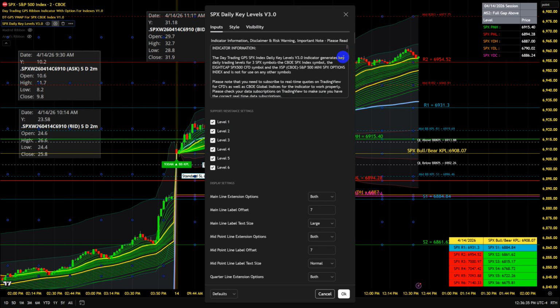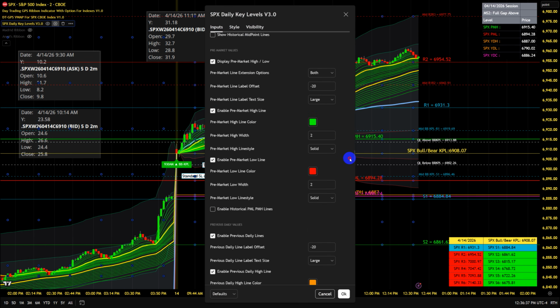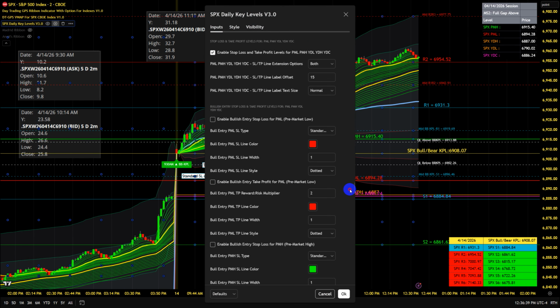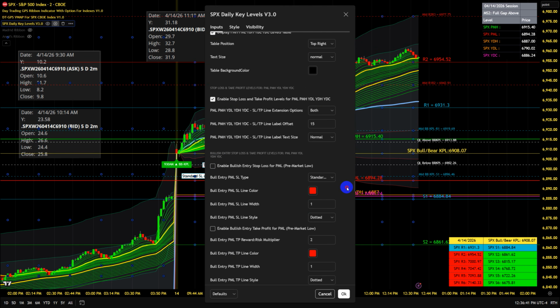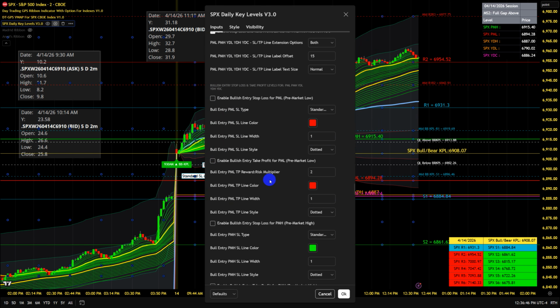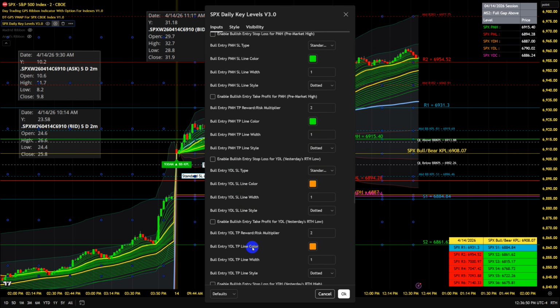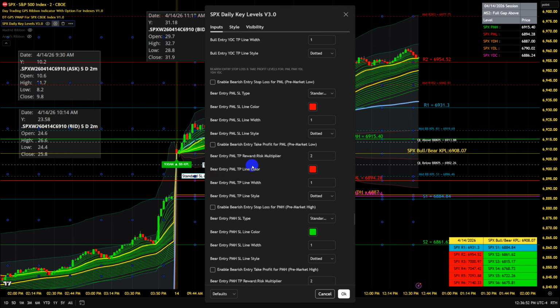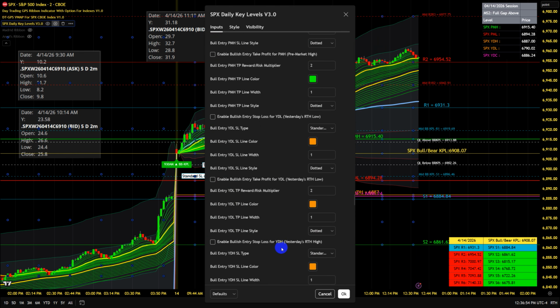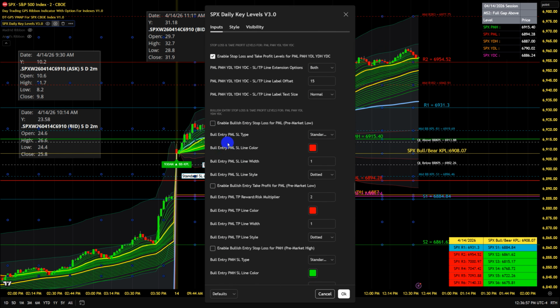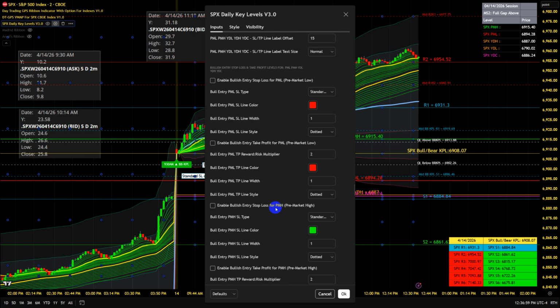So for example, just to show you that real quick, you go down to the user control panel, down to the section for trading, stop loss and take profit levels for the contextual levels. Then you have a bullish entry section followed by a bearish entry section below that. And then it lists each one of the contextual levels, and you simply pick, for example here, the pre-market high. You would enable the bullish entry stop loss for that, and you would pick either standard or tight.